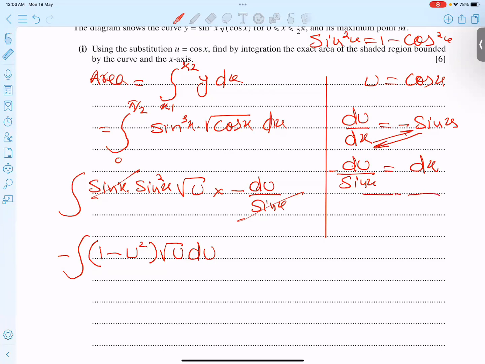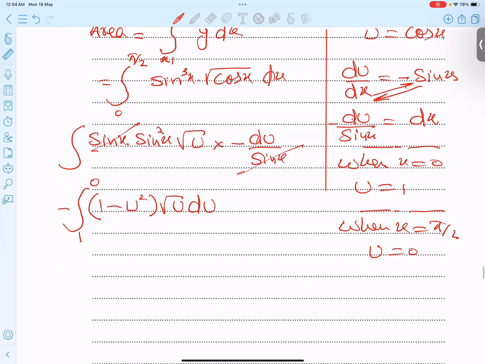And now let's talk about the limits. So when x is equal to 0, this comes from here. When I plug in this 0 here, cos 0 becomes 1. So this is the first condition. And the second condition, when x is equal to pi by 2, comes from here, the upper limit. When I plug it in here, cos pi by 2 turns out to be 0. So basically 0 up, 1 down. And now this is a very clear point.